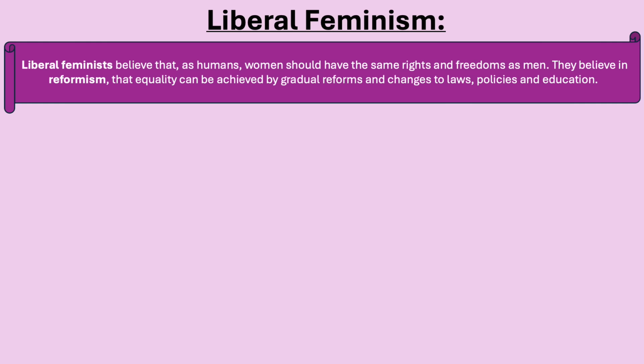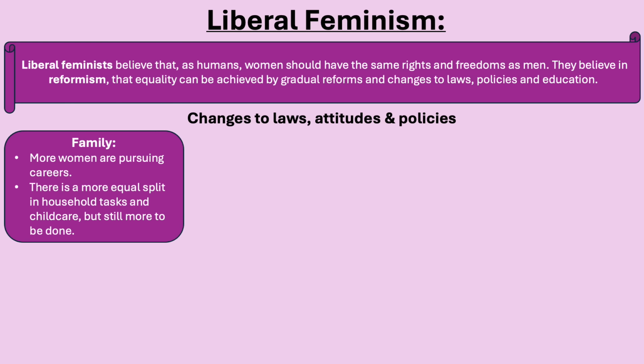Okay, so in sociology we have 4 core feminist perspectives, with one of them being liberal feminism. Liberal feminists believe that as humans, women should have the same rights and freedoms as men. They believe in reformism, that equality can be achieved by gradual reforms and changes to laws, policies, and education.